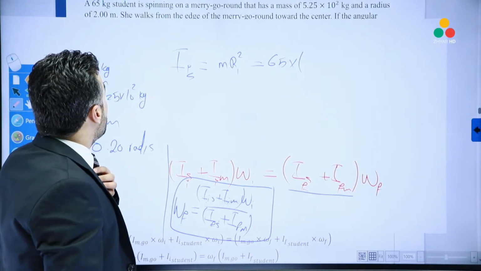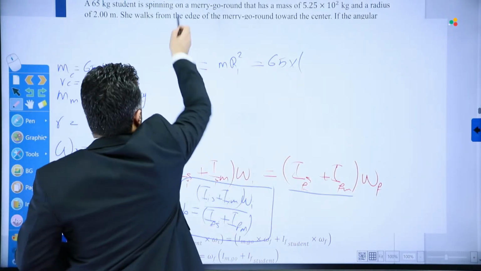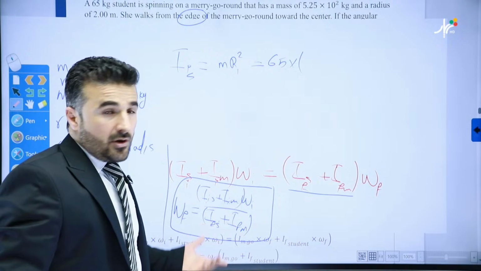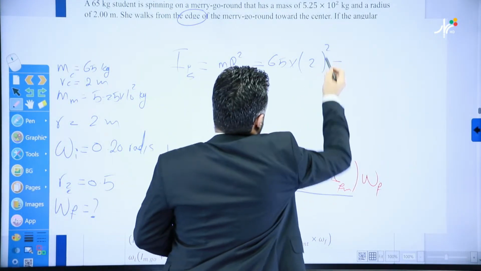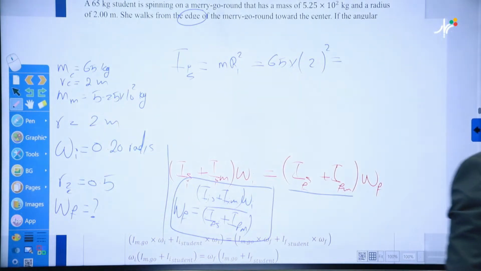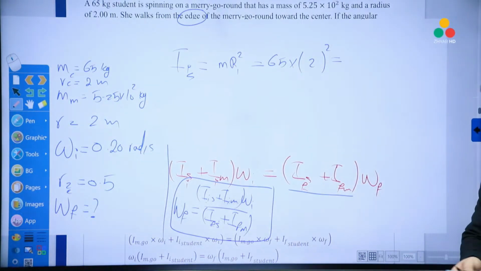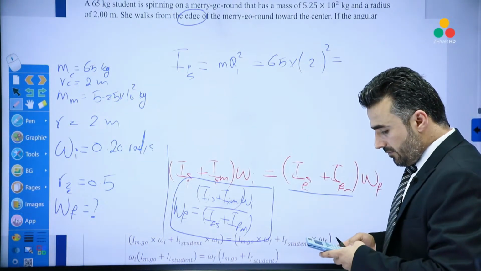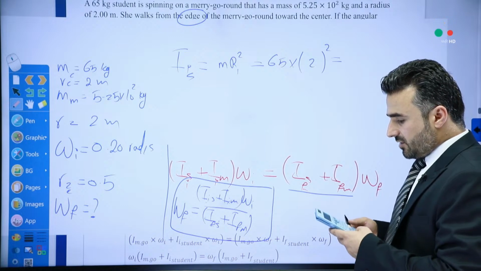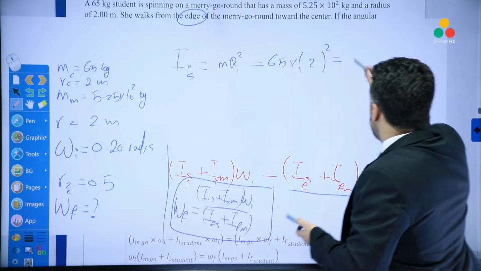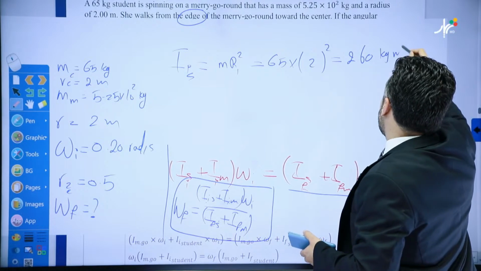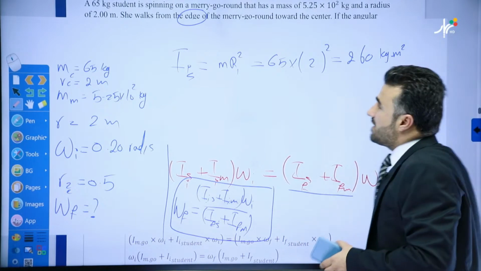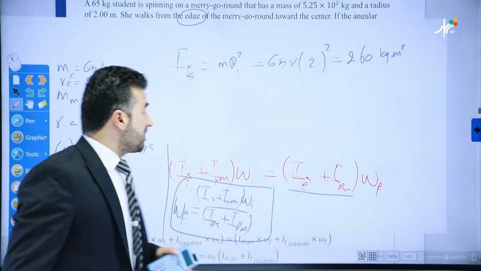The radius: she walks from the edge of the merry-go-round, which has a radius of 2, so in this case it's going to be 2, but squared. So 65 times 4, what is the answer? 65 multiplied by 4 is going to be 260, and the unit is kilogram meter squared. That is the initial moment of inertia for the student.